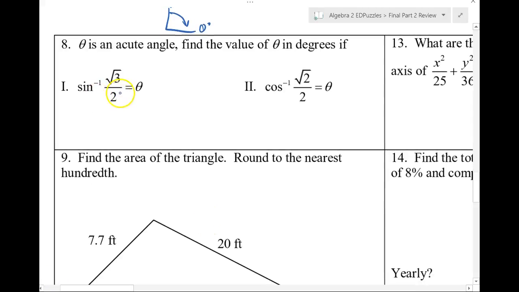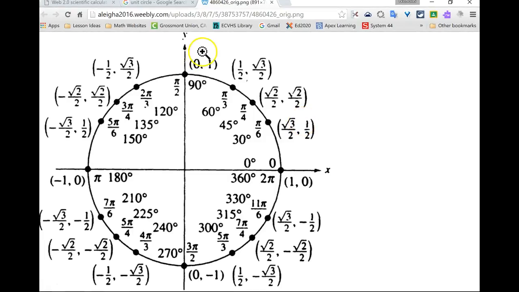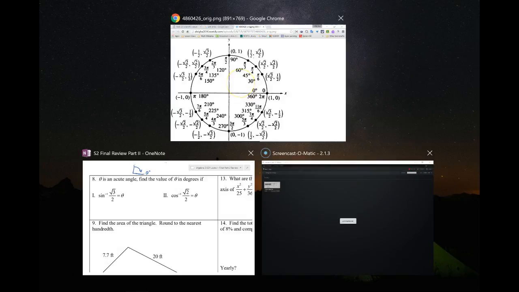Okay, so now for this one, what I need is a unit circle. So basically I need to look for an angle that's less than 90 degrees, and that the y value at that angle is square root of 3 over 2. Okay, so if I go over to the unit circle, and I'm looking in this area here, where it's less than 90 degrees. Where is the y value square root of 3 over 2? Right here at 60 degrees.